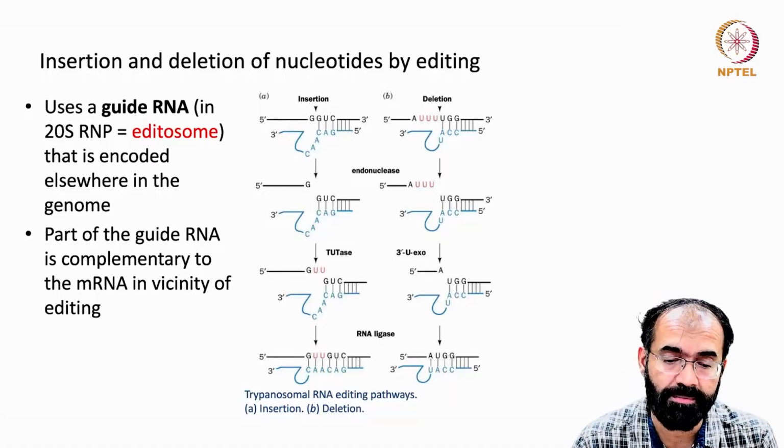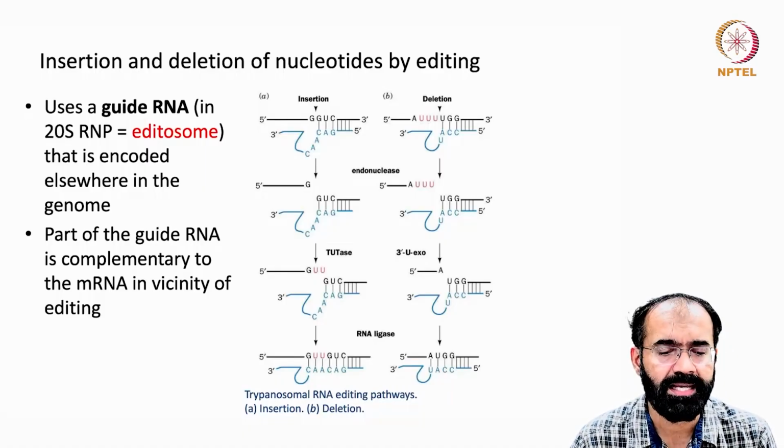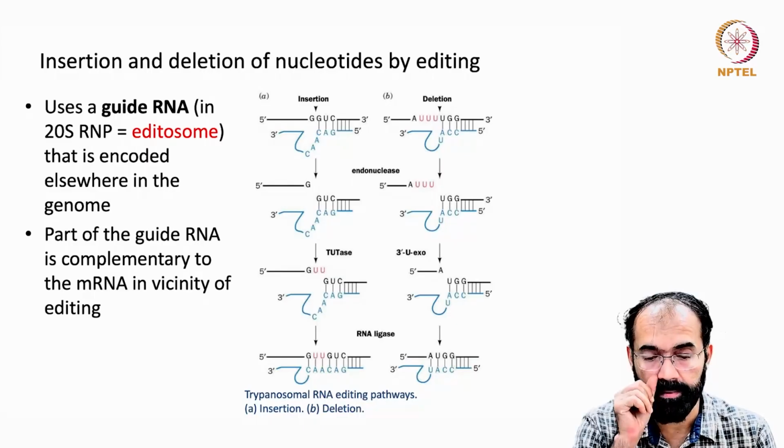Can deletion be possible similarly? Same way, when the RNP editosome comes in, it catches hold of a specific region in an mRNA, and you have a sequence A, U, U, U, U, G, G. We are talking about these 3 red color U's that will be lost in the end. So A, U, U, U, U, G, G became A, U, G, G. That means it lost these 3 U's.